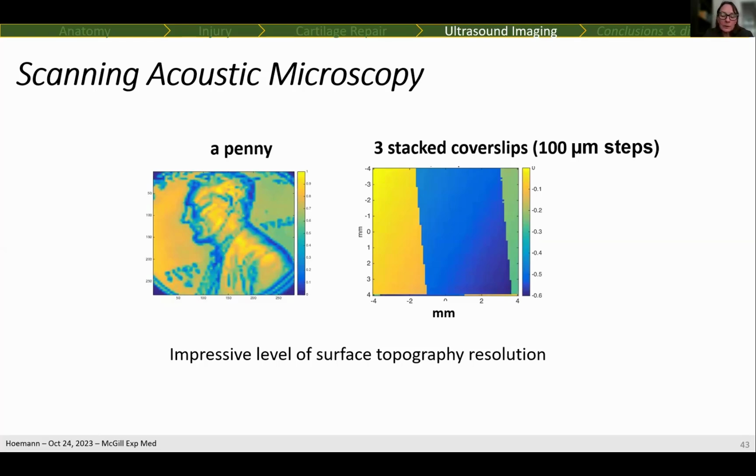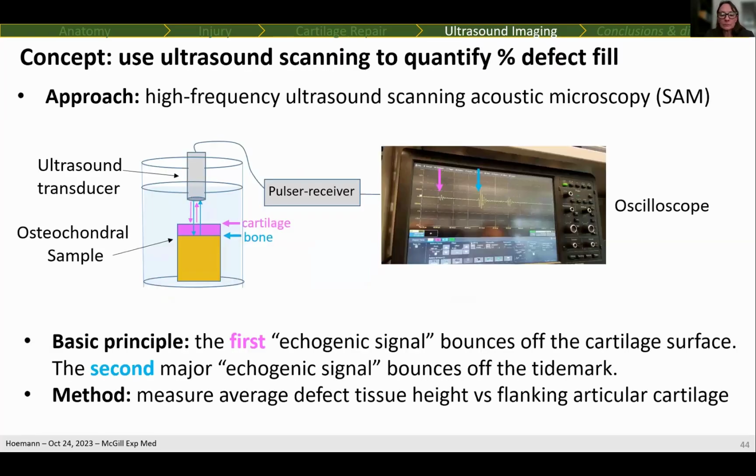And just to show how precise this is, I stacked 3 microscope cover slips on top of each other and scanned them. And here you can see the steps are quite clear, 100 micron steps, yellow, blue, and green. So you can discriminate 100 microns. We wanted to get a little bit better than that, but a 35 megahertz transducer can discriminate pretty fine features.